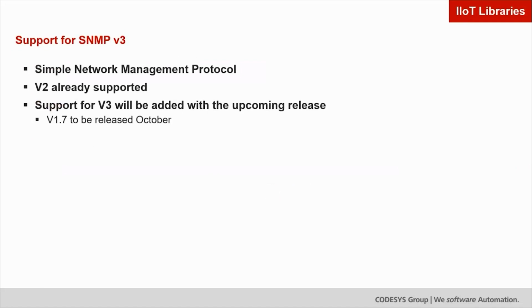A new release for the IIoT libraries is scheduled for October and will be the version 1.7. Besides a lot of bug fixes we have done for several of the libraries contained in this bundle, the main new feature will be the support for the SNMP version 3 protocol. This Simple Network Management Protocol is already supported in version 2 in the libraries, and now the support for version 3 will be the new feature.